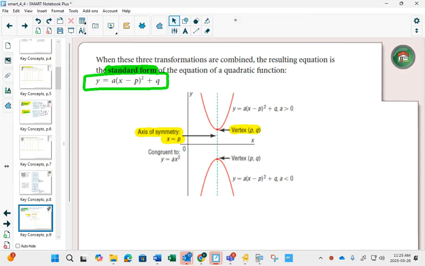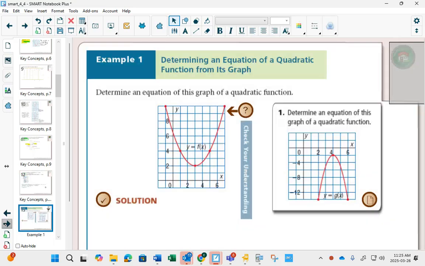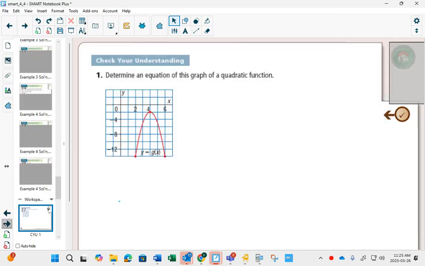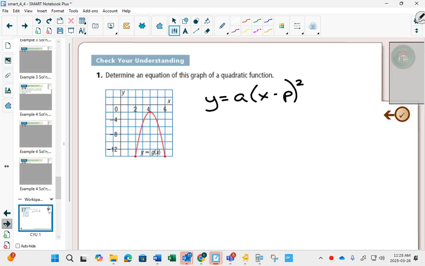In example 1 here, we have the graph. So we think about the standard formula. And in order to find the equation of this, we have to put in a number for A, for P, and for Q. We need numbers there. We want to find the equation, we need numbers for A, P, and Q.